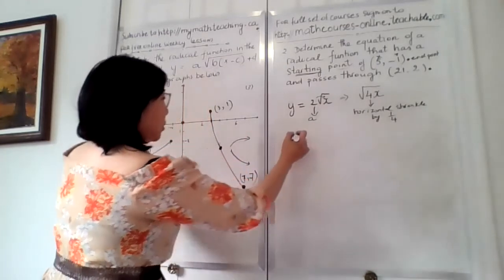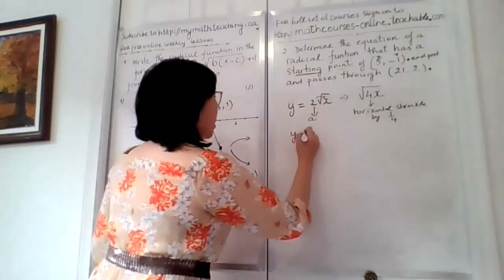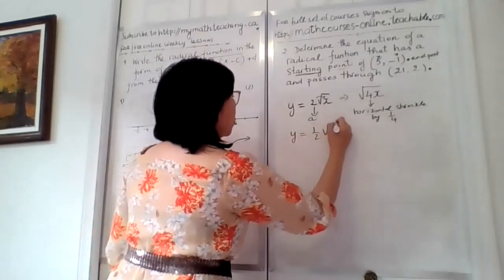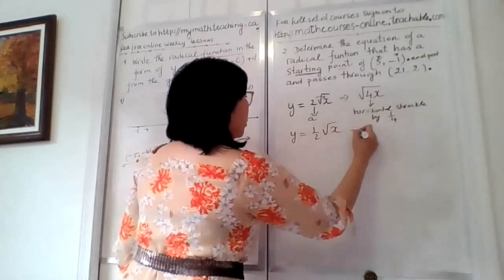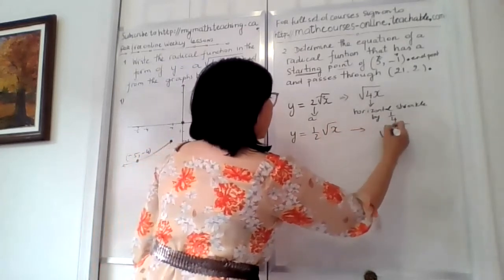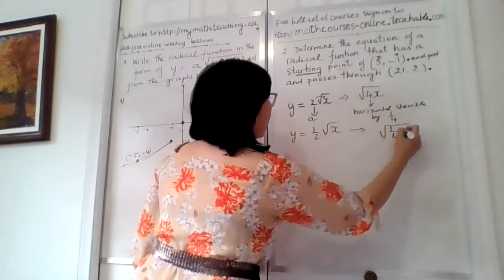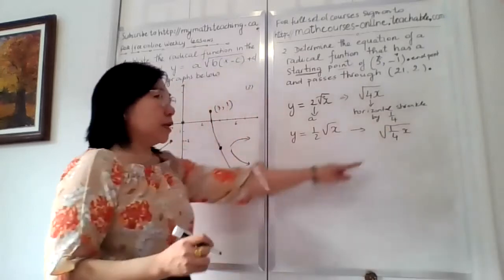So let me give you another example. Let's say I have y equals 1/2 square root x. Now, if I bring it inside, I can write it as y equals square root of 1/4 in front of the x.